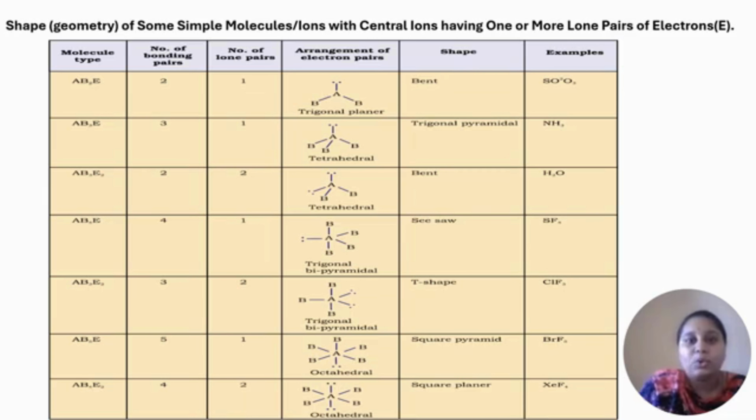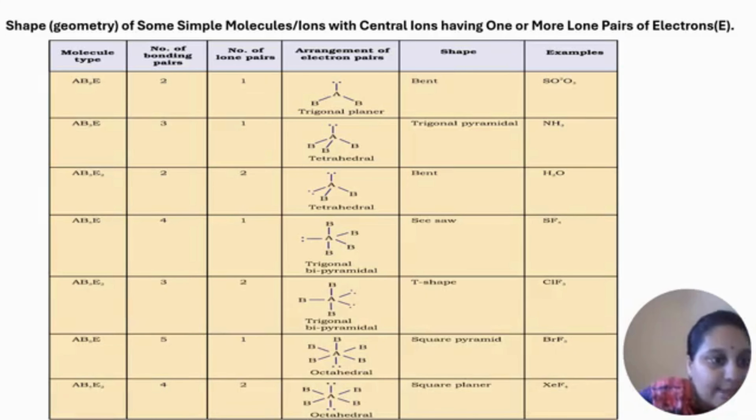The arrangement of electron pairs is trigonal planar and the shape is bent. Examples are SO2 and O3. If the molecule is AB3E type, the number of bonding pairs is 3 and the number of lone pairs is 1. So it is a tetrahedral arrangement of electron pairs and the shape is trigonal pyramidal. The example is NH3. If the molecule type is AB2E2, the number of bonding pairs is 2 and the number of lone pairs is 2, and it is tetrahedral, bent, like H2O.